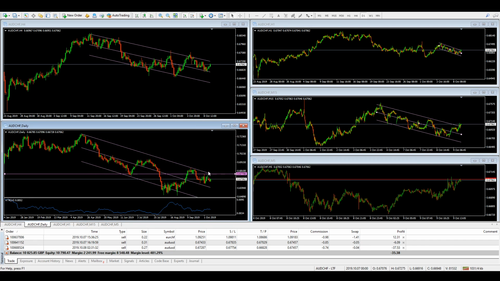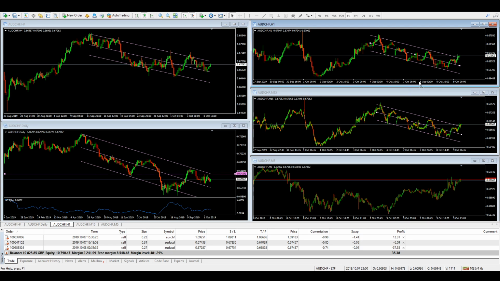So we've got a good reference point. Yeah, short on AUDCHF, 1-to-1 as well. Let's just have a look at the hourly for timing.